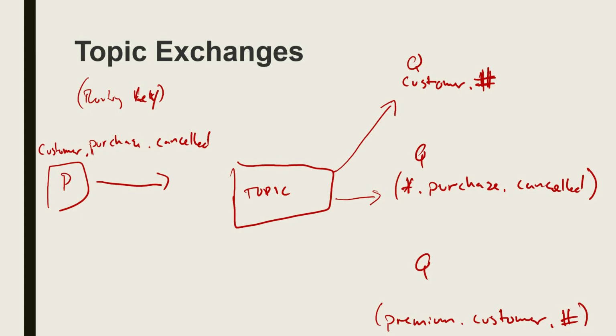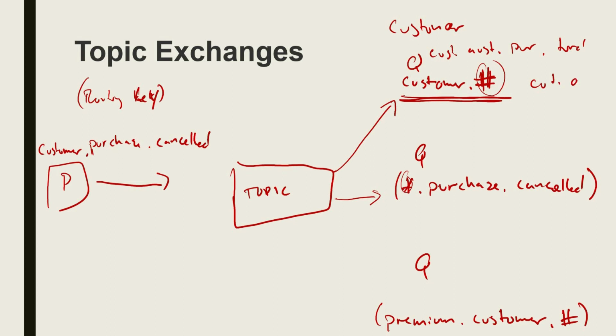Just to clarify this hash and this asterisk. Other things that would match this particular rule would be customer. Like I said, it could be zero or more words. So customer could be cust.australia.purchase or something like that, right? It could be cust.dog.cat. It could be whatever, right?